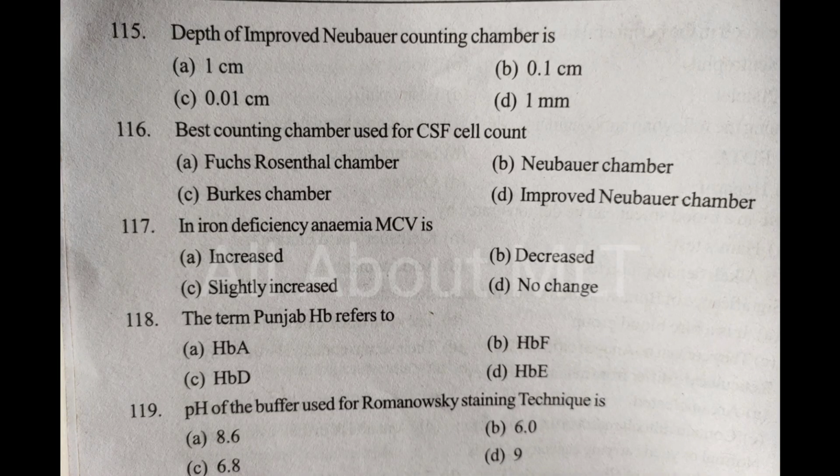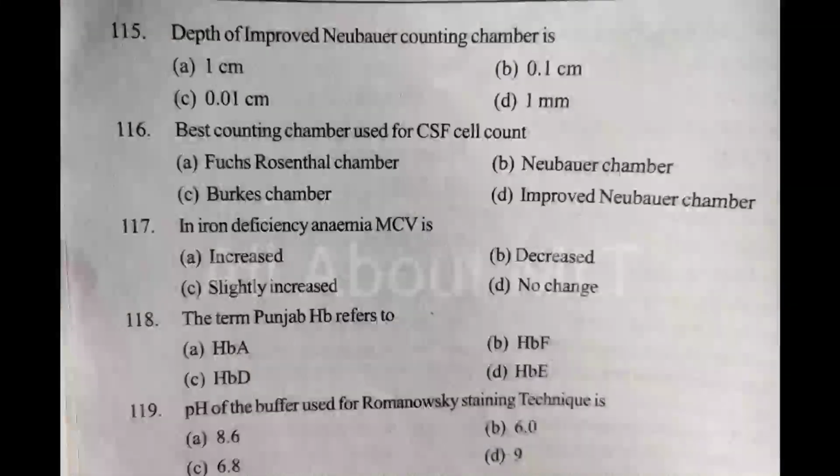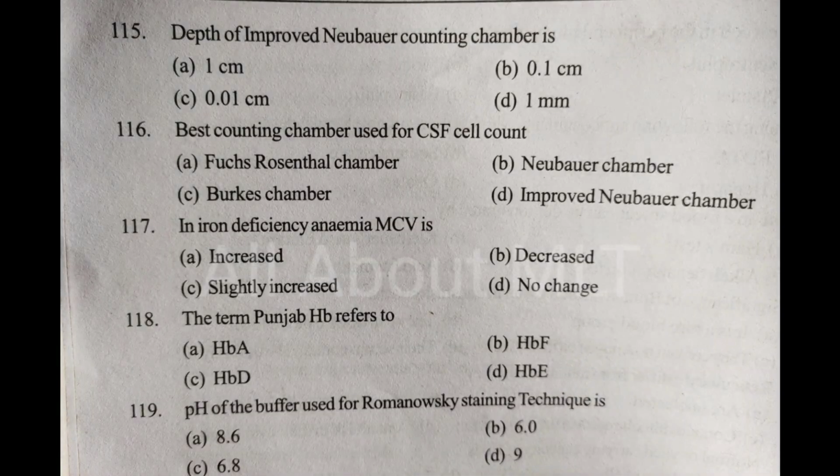In iron deficiency anemia, MCV is option A increased, option B decreased, option C slightly increased, option D no change. And the answer is option B decreased. The term Punjab Hb refers to option A HbA, option B HbF, option C HbD, option D HbE. And the answer is option C HbD.